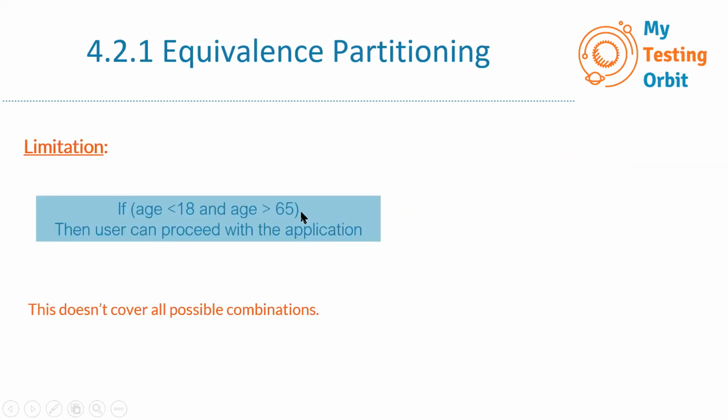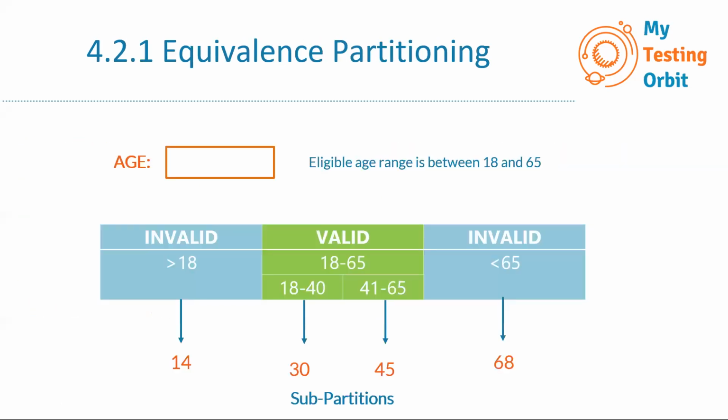So let's say a user selects 18, which falls in the valid range, then according to the code, we'll receive an error, right? But because we don't know that that's the problem in the code, we might not select 18 or 65, because in equivalence partitioning, we can just select any one random value which falls in that range.